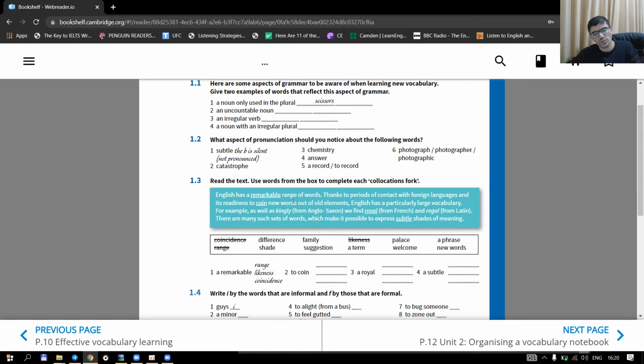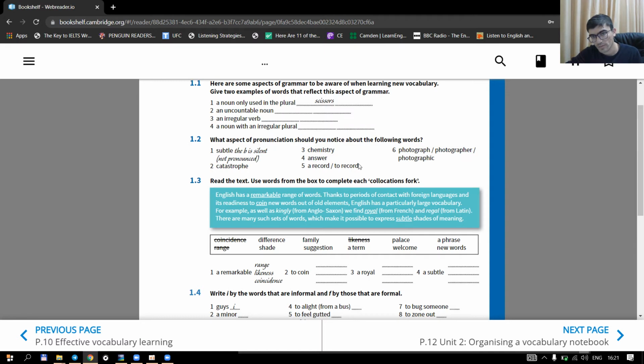Ya'ni pronunciation juda muhimda, ko'pchilik e'tibor bermaydi. Mana misol aytib ko'rishga harakat qilinglar mana bu so'zlarni. Keyin tekshiramiz mana. Subtle, catastrophe, chemistry, answer. Mana W silent bo'lib o'qiladi. Chemistry K deb o'qiladi. Mana bu yerda mana ikki xil o'qiladi.